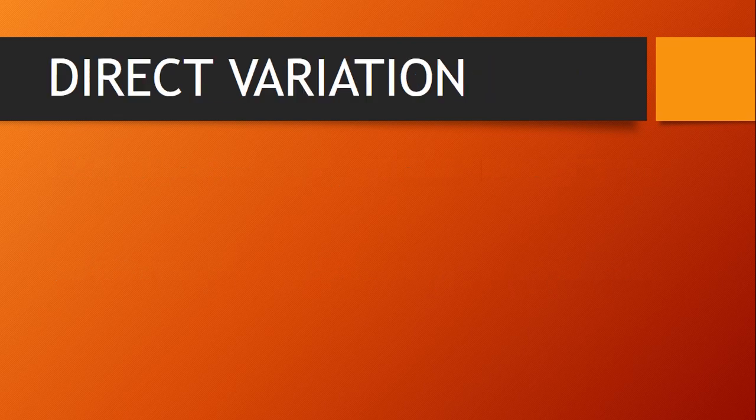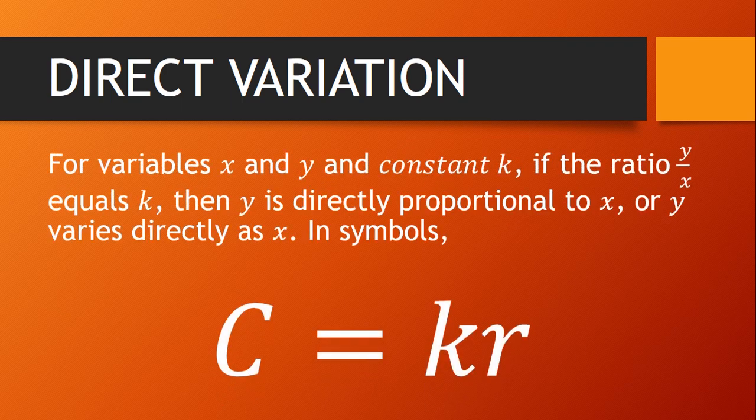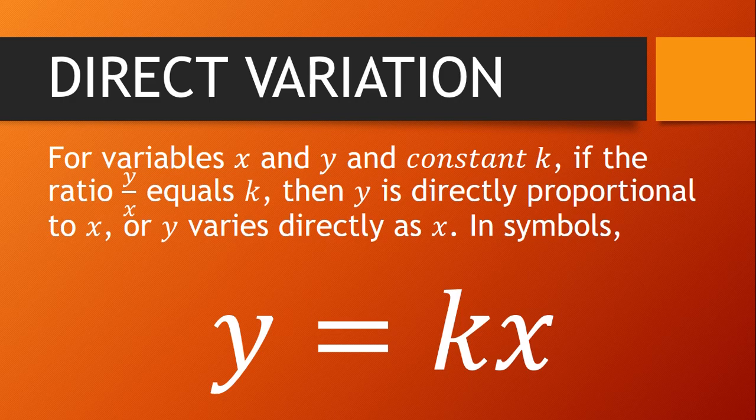Okay, so ano nga ba yung direct variation? So for example yan, c is equal to kr. Then yung c saka r, palitan natin ng x saka y. Okay, so yung y ay directly proportional to x. So ano ibig sabihin yan? Kaya na sinabi ko kanina, pag nagbago yung value ng x, magbabago din yung value ng y.